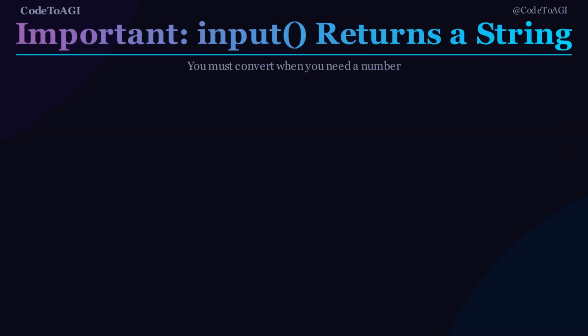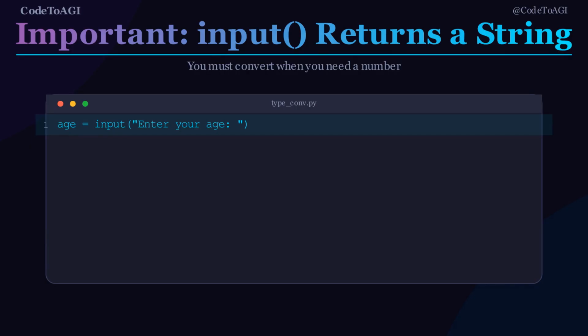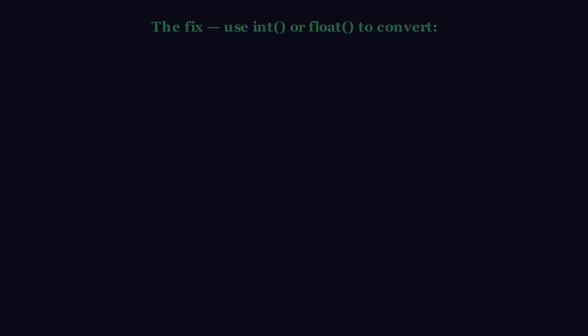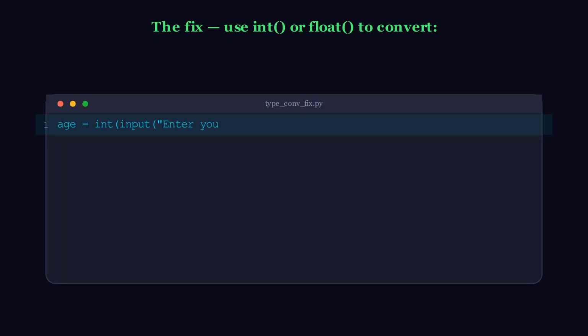There's one critical thing you must know about the input function. It always returns a string. Always. No exceptions. Even if the user types the number 25, Python stores it as the text 25, not the number 25. This causes a very common beginner error. If you try to add 1 to it, Python throws a type error. You cannot add a string and an integer.